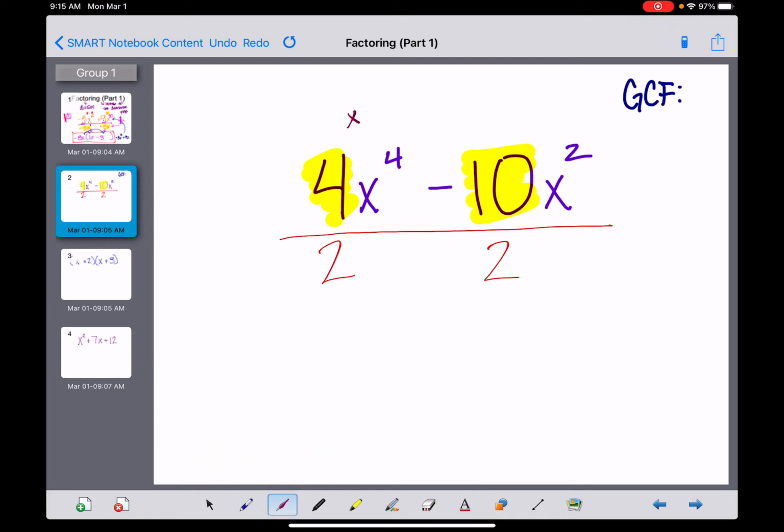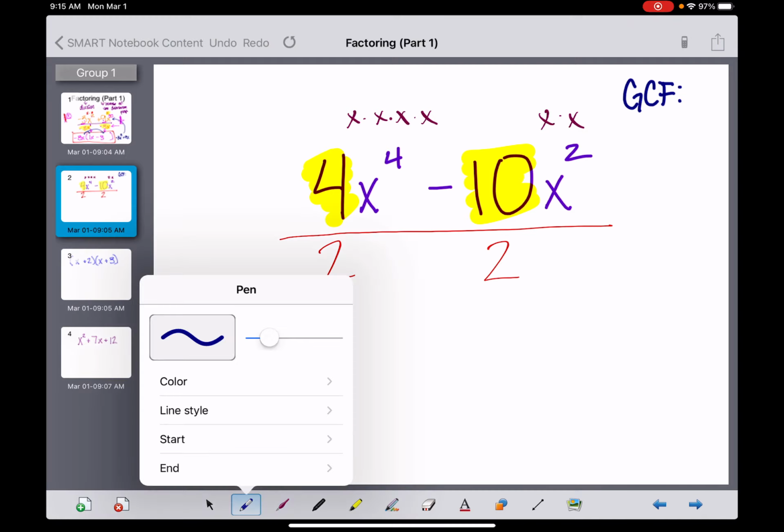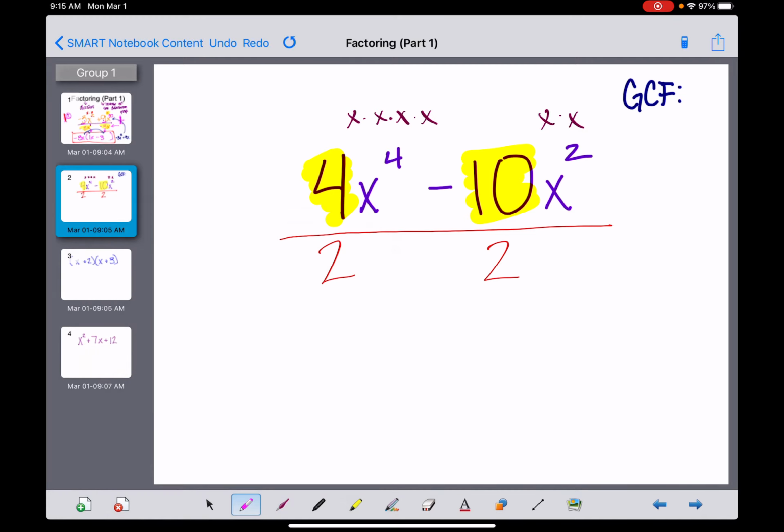For our variables, we have 4 x's for our first term and 2 x's for our second term. Remember, it's easiest to think of this as whatever your smallest variable is, that's going to be your GCF for the variable portion. So since my front one has 4 and my second one has 2, that means I can take out 2 x's from both and not go into debt. So my divisor is x squared for the variables. So here's my lifeguard.